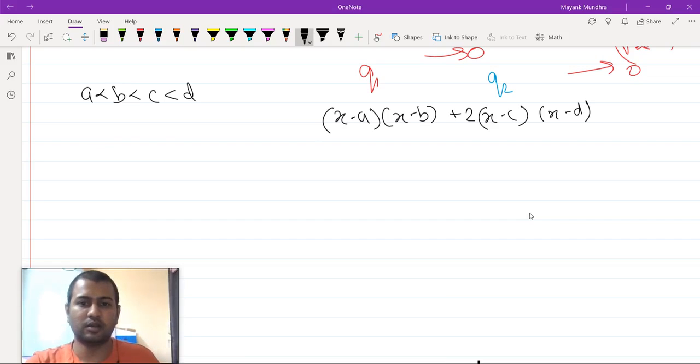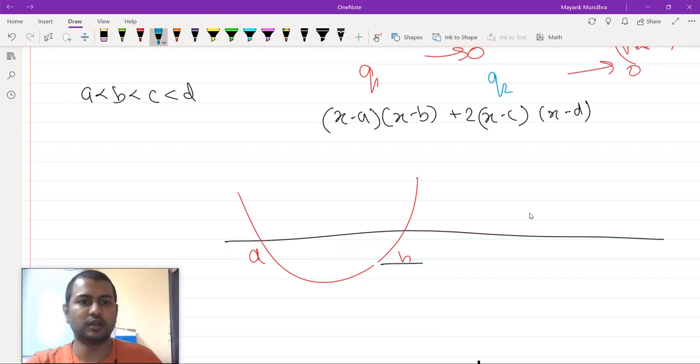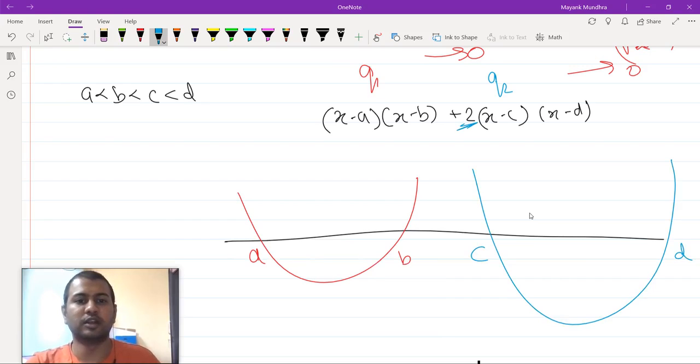So on my x-axis, my quadratic 1 will look like this, roots a and b, and my quadratic 2 will look like this, roots c and d. Okay, quadratic 2 has a 2 multiplied to it, so its amplitude will be twice of that. So however far down it goes, that also becomes twice, and however far up it goes for the same change in x, that also becomes twice.